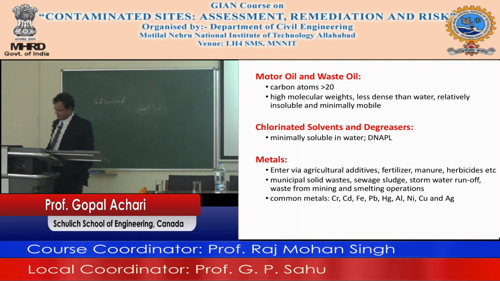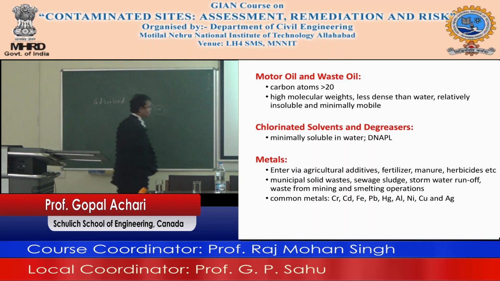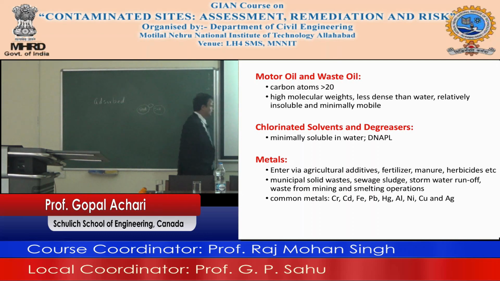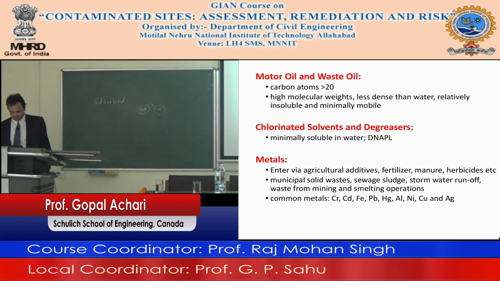Metals can enter via agricultural additives such as fertilizers, manures, and herbicides. Common metals are chromium, cadmium, iron, lead, mercury, aluminum, nickel, copper, and silver. If you have silver, you'll try and recover it, because of its value. Some of these you'll try to recover, the others maybe not. Other sources include municipal solid waste, sewage sludge, stormwater runoff, and waste from mining and smelting. All of these.